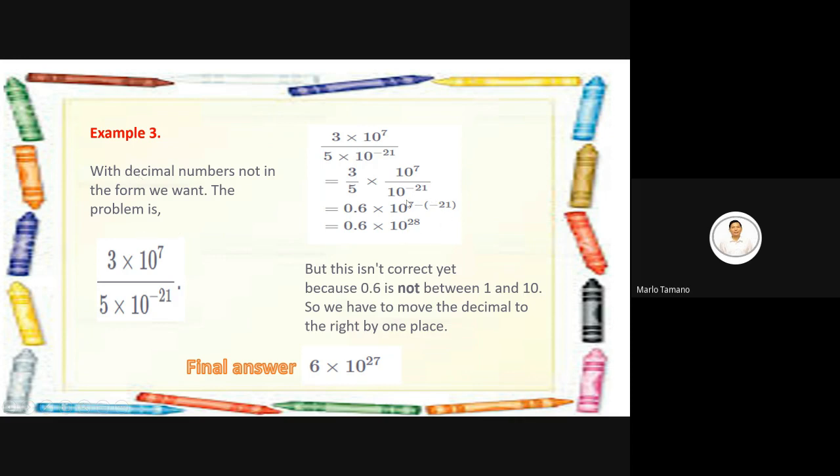Addition of integers. 7 minus negative 21. Ano sagot niyo doon? 28. Change the operation. Ito po, yung tinuturo ko sa cursor. Gawing addition ito. Change the sign of the subtrahend, negative 21, gawing positive 21. Tapos, balik na kayo sa addition of integers. 7 plus 21, ano sagot?